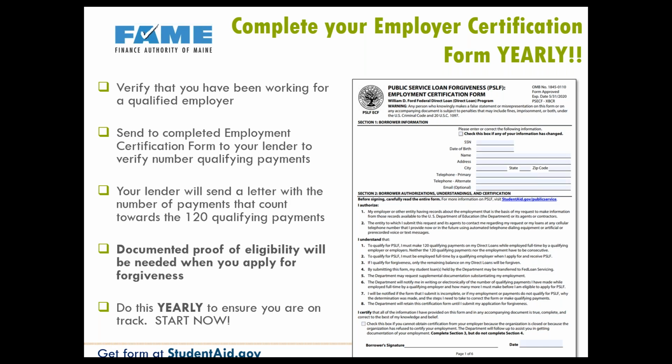That letter is gold. You hang on to that because we're going to need that later to provide to get that forgiveness when we go to apply for it. So start doing this now. Do this yearly. If you're in one of those income-driven repayment plans, you're going to need to tell them your income anyway. So just do this at the same time.